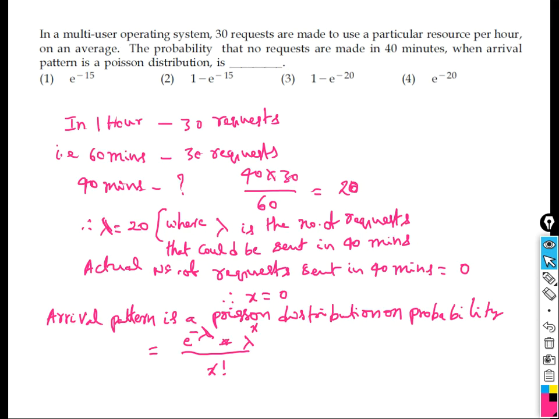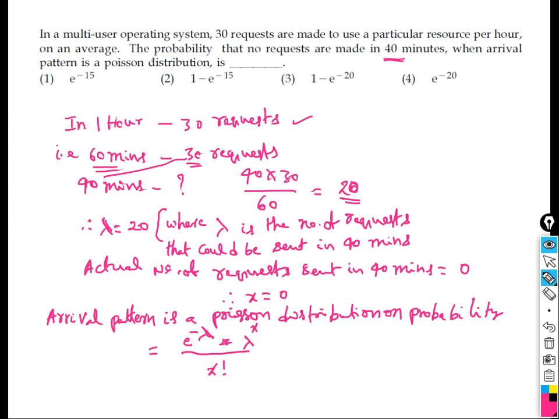See the next question. In a multi-user operating system, 30 requests are made to use a particular resource per hour. So in 1 hour, how many requests? 30 requests on an average. The probability that number of requests are made in 40 minutes when arrival pattern is a Poisson distribution is. So here you may observe that in 60 minutes 30 requests are made. So we need to find the probability for 40 minutes. In 40 minutes, how many requests are made? 40 into 30 by 60, cross multiplication. So 20 requests are made.